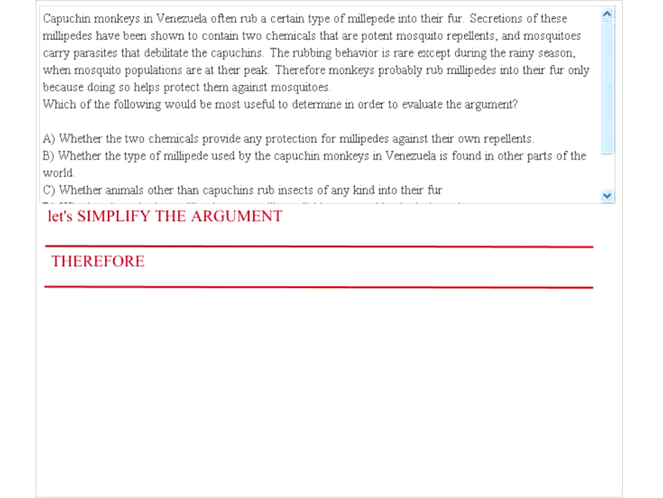Yeah, okay, the one that Alina typed into the window there is nice and compact, so let's do that. The conclusion is that rubbing the millipedes must protect against mosquitoes. The evidence on which this is based is they only rub the millipedes in the winter, in the rainy season, and also there are lots of mosquitoes in the rainy season.